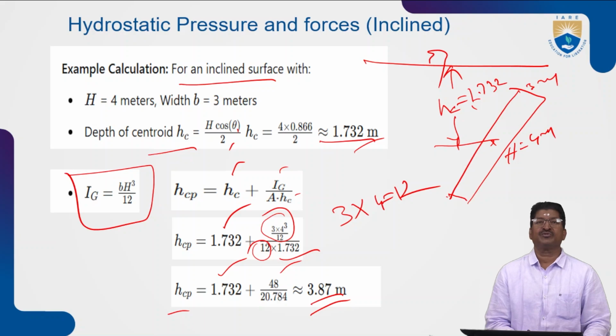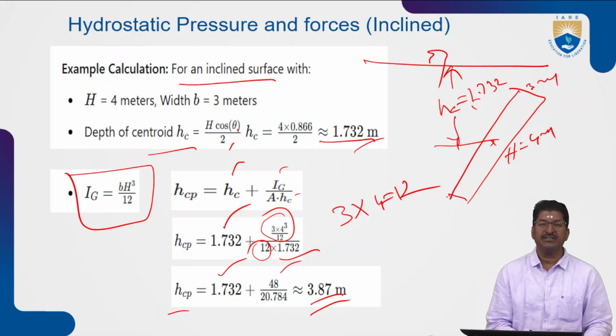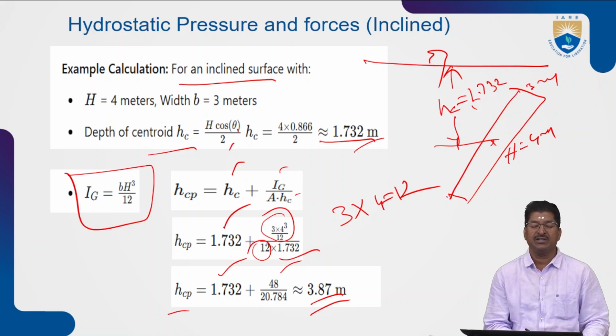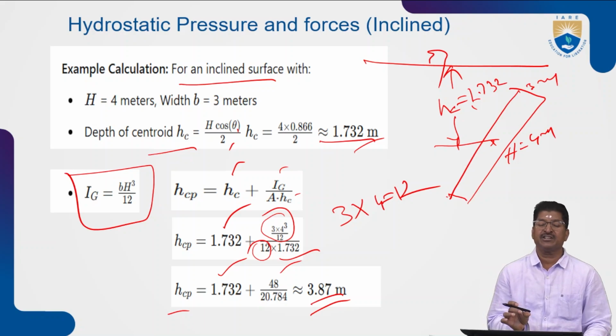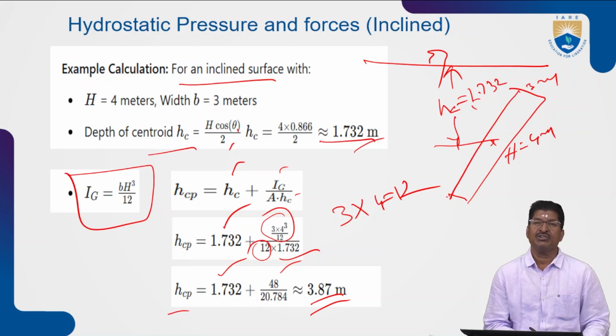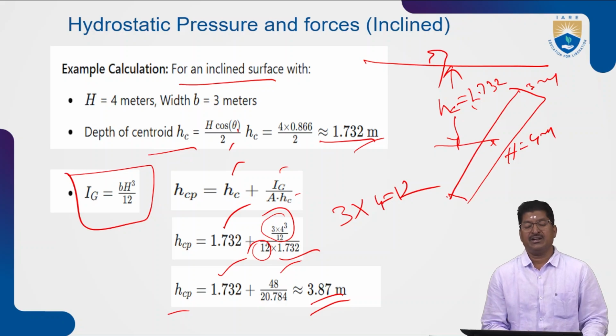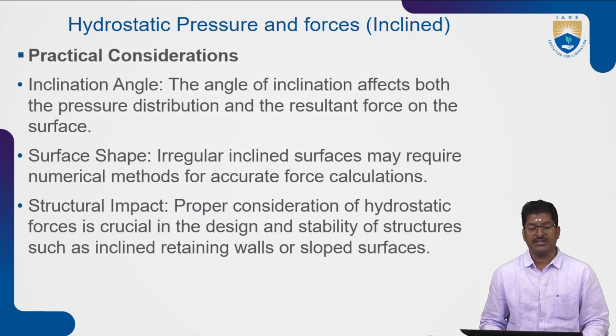Then, for the small example here, the inclined surface height is 4 meters as previously, the width is 3 meters, and theta is 30 degrees. The depth of the centroid is h cos theta by 2, which is equal to 1.732, and the moment of inertia is b h cube by 12, with h as 4 and b as 3 meters. Area is 4 meters height times 3 meters width, so you get 12 meters squared, and Hc is 1.732. If you calculate this, the depth of center of pressure is 3.87 meters.